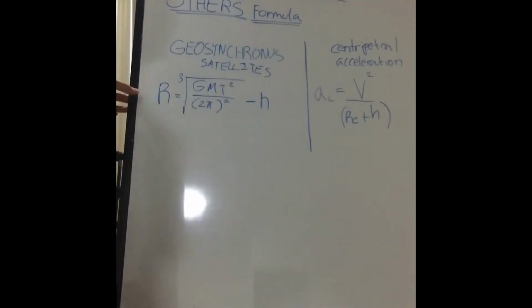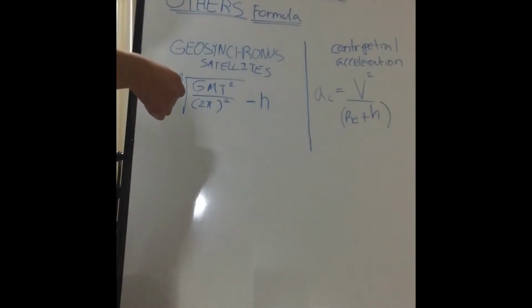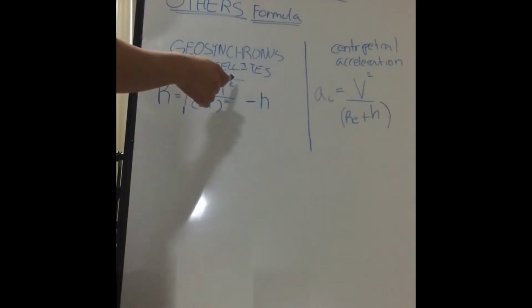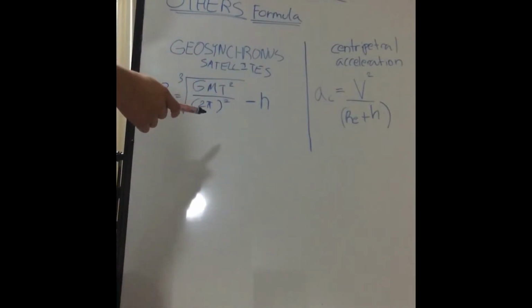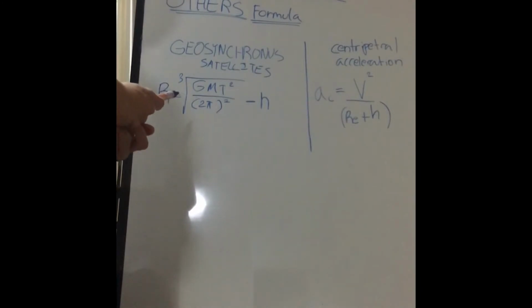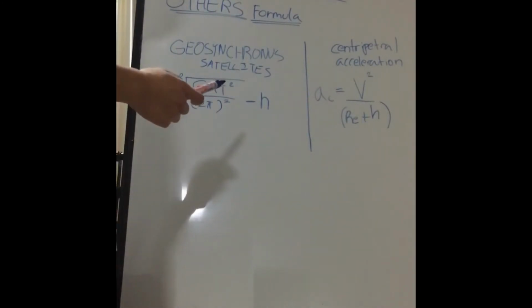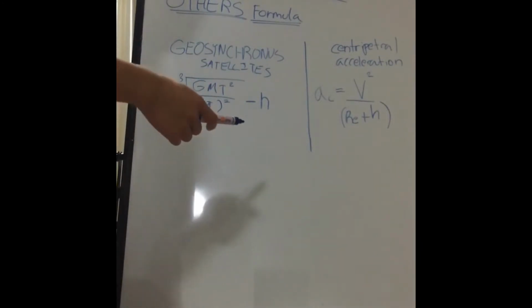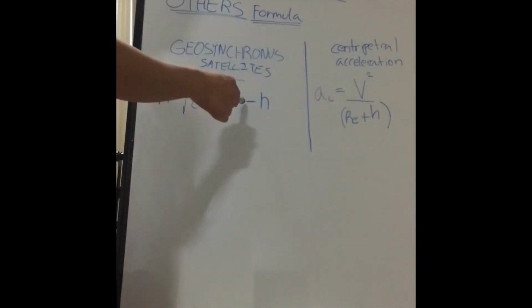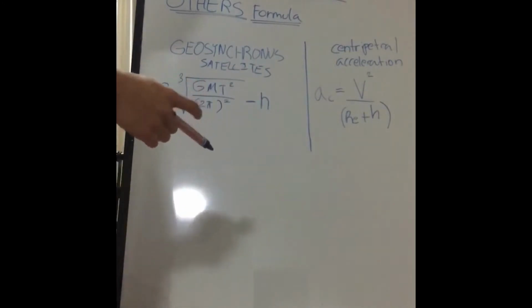This formula says the radius is equal to the cube root of the G constant multiplied by the mass and the period squared, and then divided by 4 pi squared. And if it has a height, or it's asking for the height, make sure you subtract the Earth's radius.